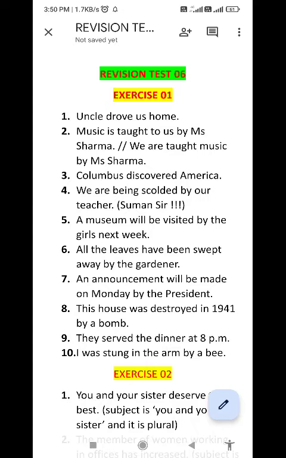After that it is written that our teacher is scolding us. I have written it as a joke, Suman sir, whatever, but you know, I generally don't scold, I only shoot.